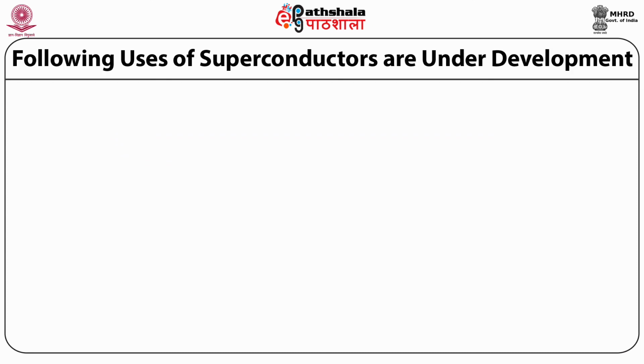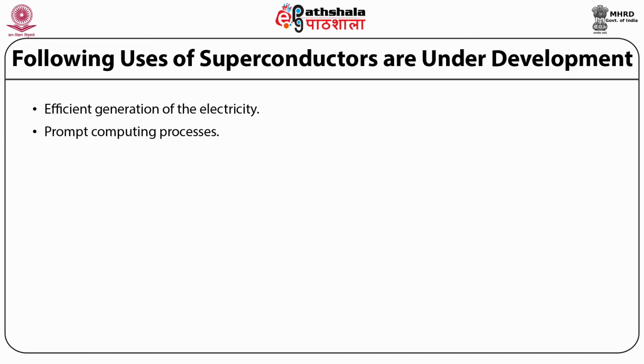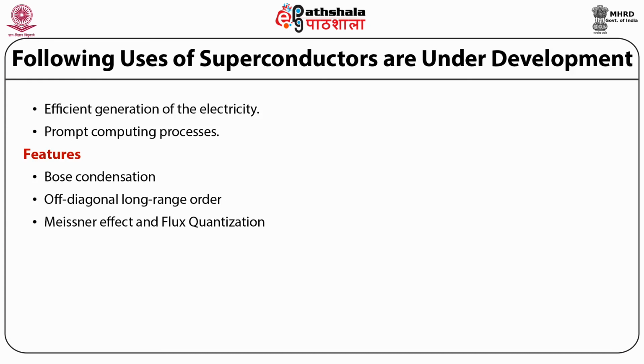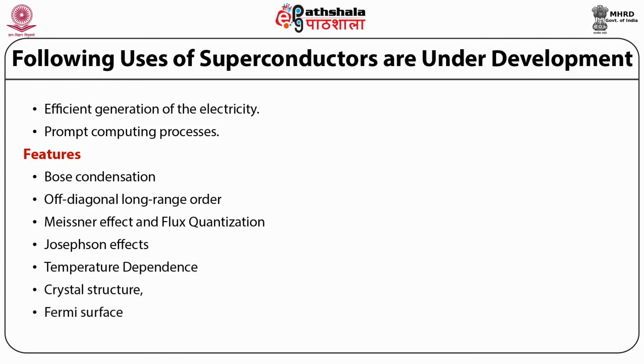We will now talk of some uses of superconductors which are under development. One of the important ones is the efficient generation of electricity. Secondly, prompt computing processes are also being explored for applications of superconductors. Some of the important features of superconductors are Bose condensation of diagonal long-range order, Meissner effect and flux quantization, Josephson effects, temperature dependence, crystal structure, Fermi surface, and electron-phonon interaction.